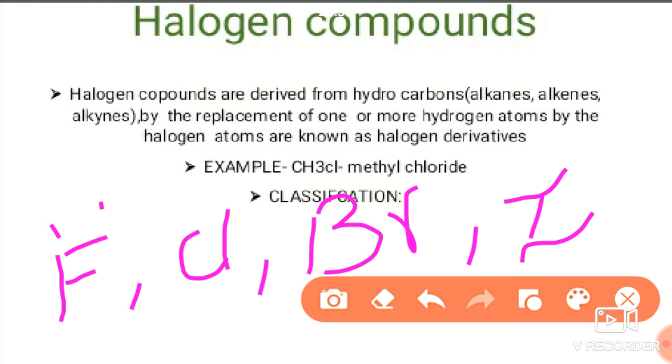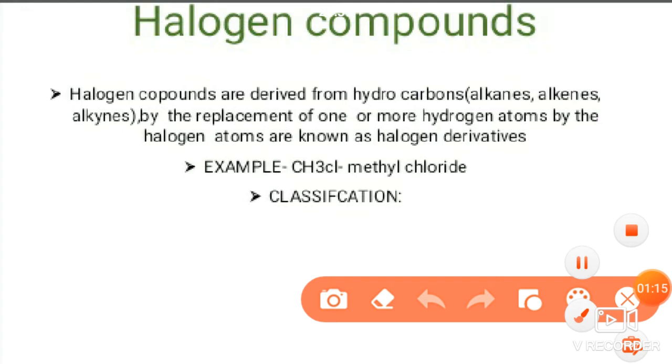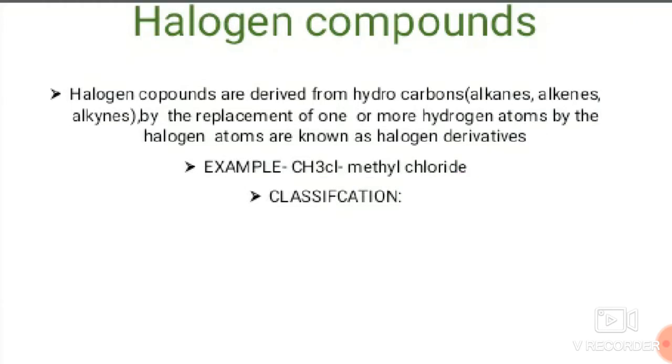The halogen compounds are derived from hydrocarbons like alkanes, alkenes, and alkynes by the replacement of one or more hydrogen atoms by halogen atoms, and are known as halogen derivatives. It is also called halogen compounds. Here, methyl chloride is one of the examples of halogen compounds.